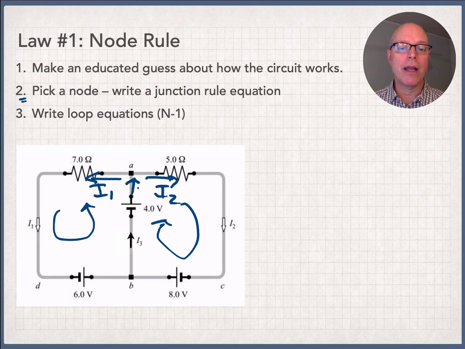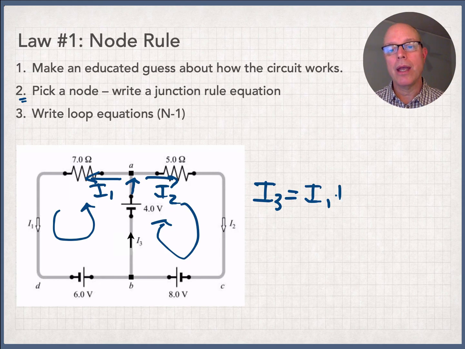I've got now all the three elements that I needed. I've got I3 coming in, I1 and I2 going out, and how do you write conservation of charge? I3 going in equals I1 and I2 coming out. Boom, done. That's as simple as that. Okay? Node equation, usually pretty easy to get.